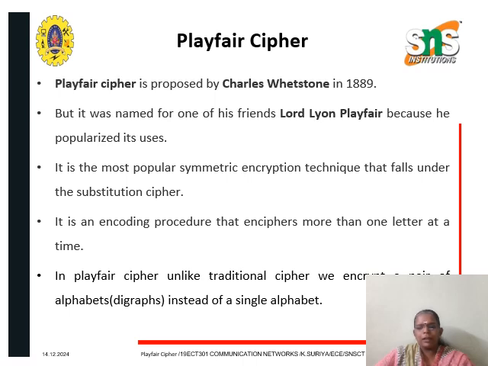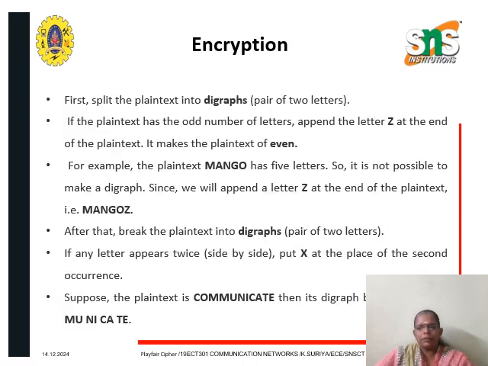In Playfair cipher, unlike traditional ciphers, we encrypt two alphabets, which is known as digraphs, instead of a single alphabet. Let's see the encryption technique. The first step is that you'll be splitting the plain text into digraphs, which means that we will be splitting the plain text into two letters. Then, if the plain text has an odd number of letters, we can append a character like Z or X at the end of the plain text so that it will become even.